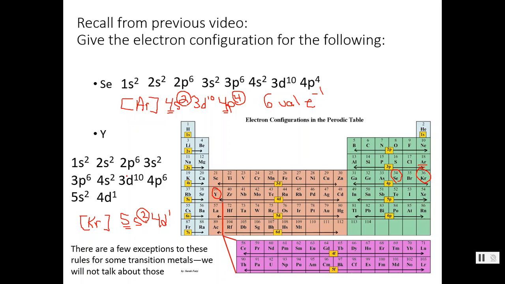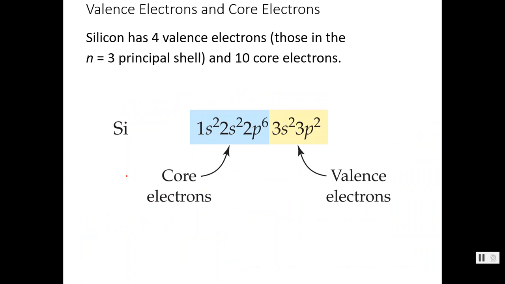Being able to determine how many valence electrons an element has is going to be really important when we get to the next chapter on chemical bonding, because the valence electrons are the ones you are going to have to keep track of when drawing chemical structures called Lewis dot structures.